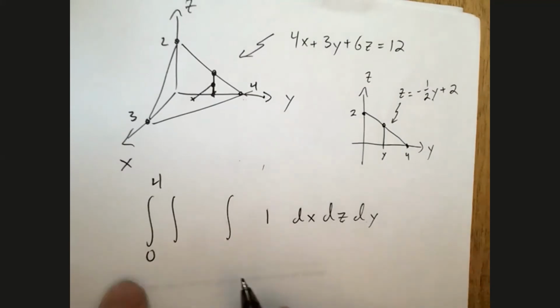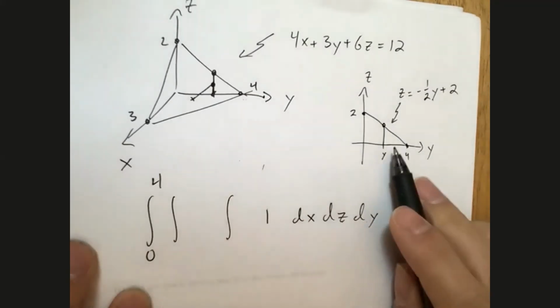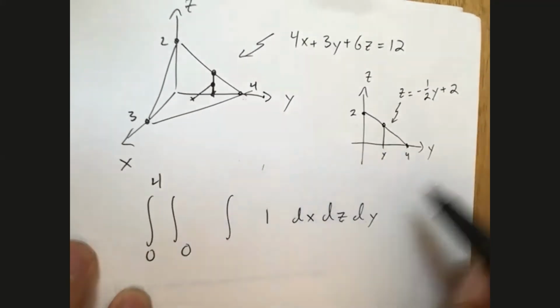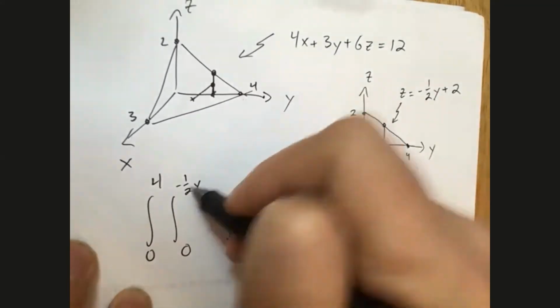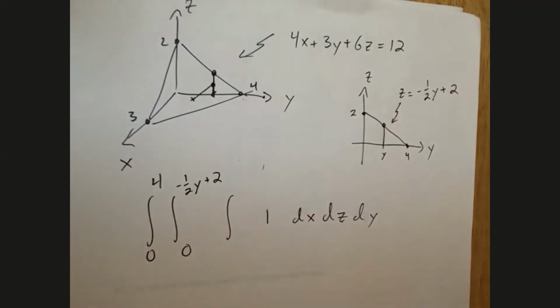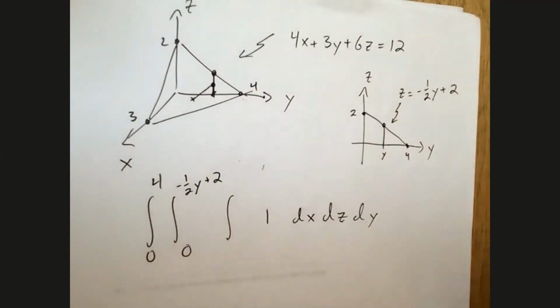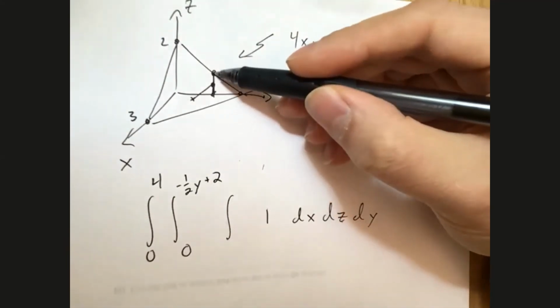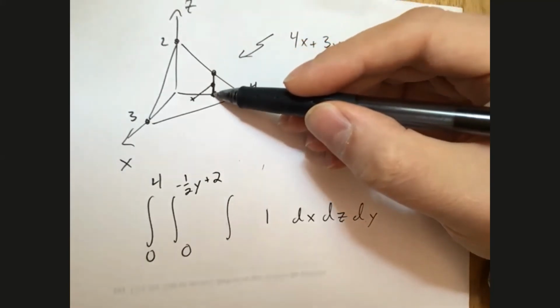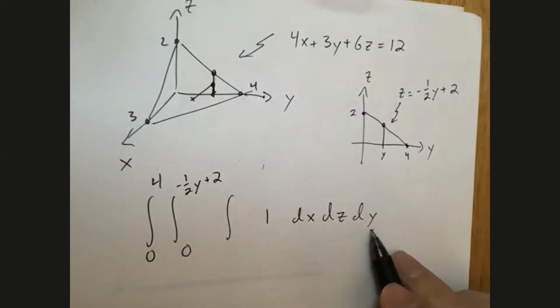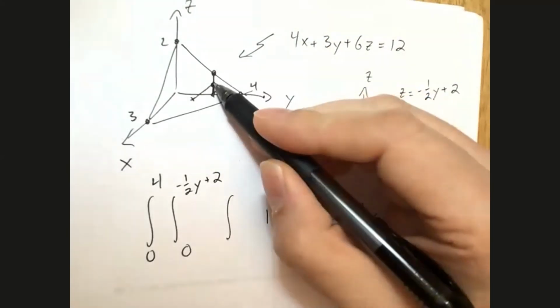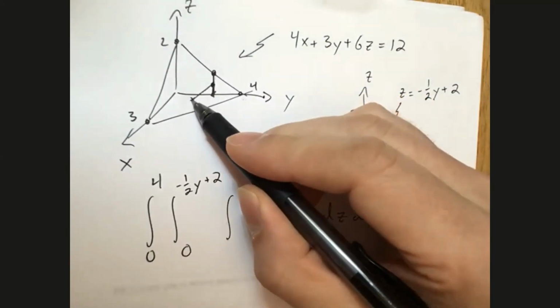Okay, so z, let's go back down to the integral. z is going to go from 0 up to this high, -1/2 y plus 2. That's moving up along this line segment in the back. So now, as I move along that line segment, I've specified both a y and a z. So now I have to ask, how far do I have to go out in the x direction?